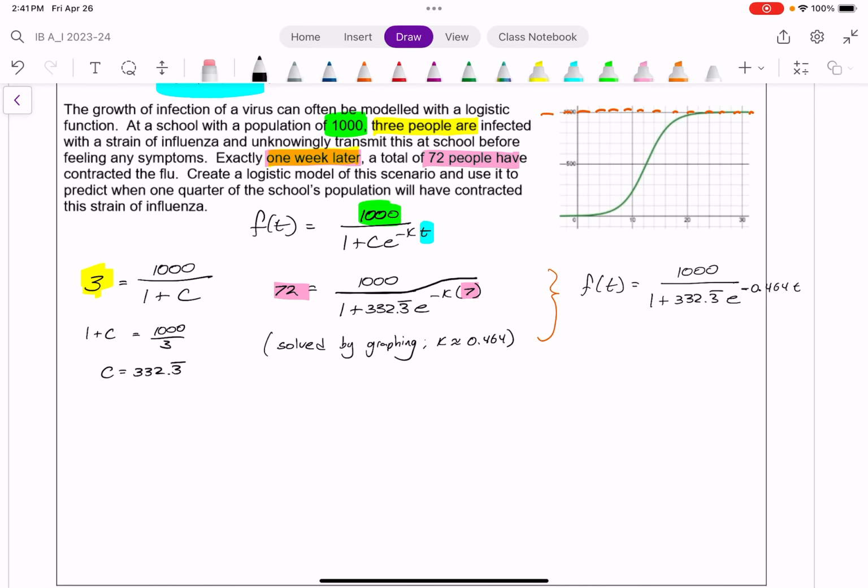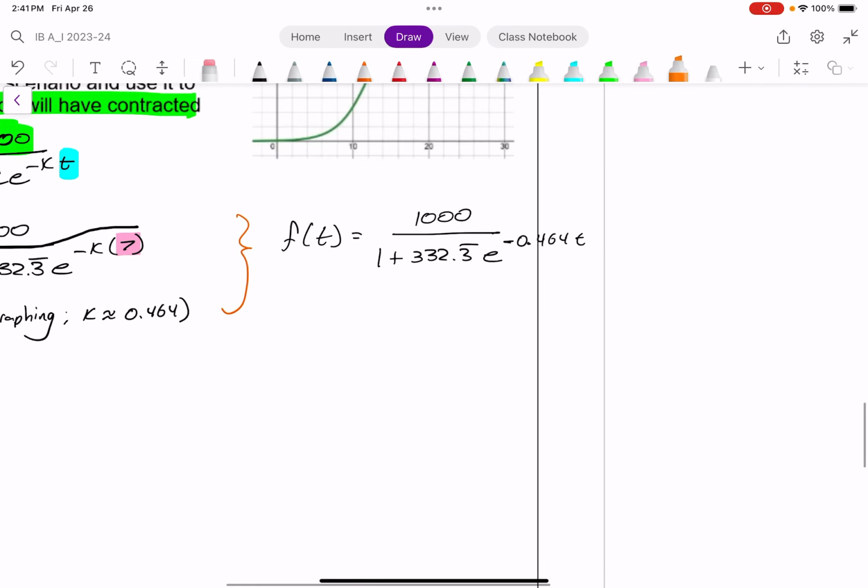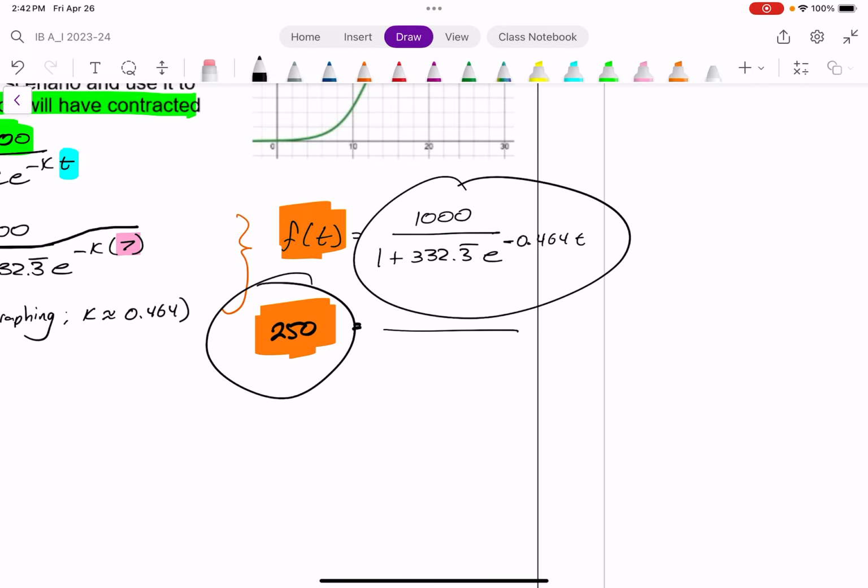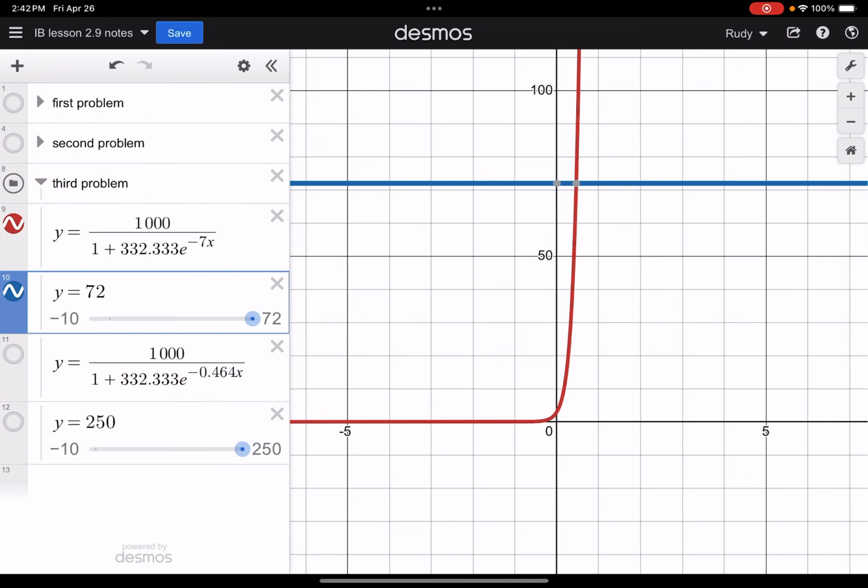And so now I want to use this model to predict how long it will take for 1/4 of the school's population to have contracted this strain. And so 1/4 of the school's population is going to be 1/4 of 1,000, so that's 250. So at this point, all I need to do is essentially solve this for 250. And again, you could solve this algebraically, but I think this is a very good model definitely to solve graphically. So I'm going to graph this equation. I'm going to graph 250, and then I'll be done. So let me turn these off.